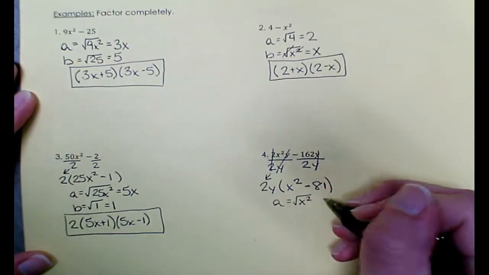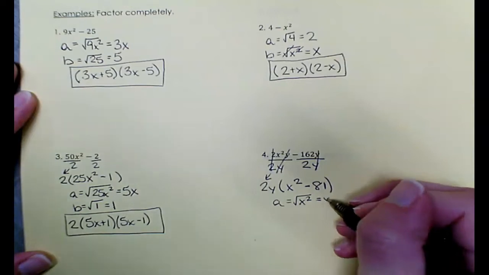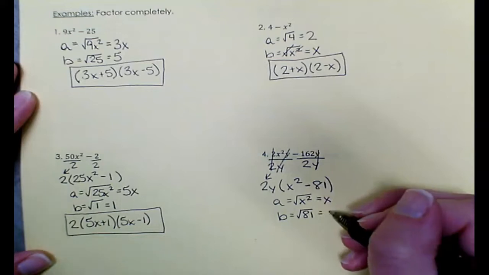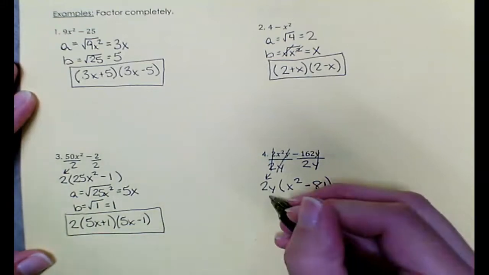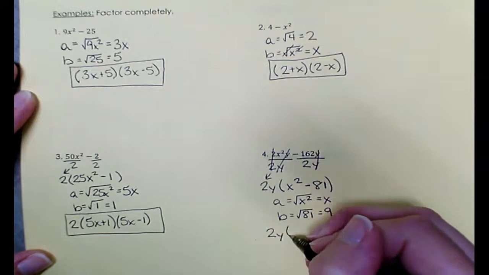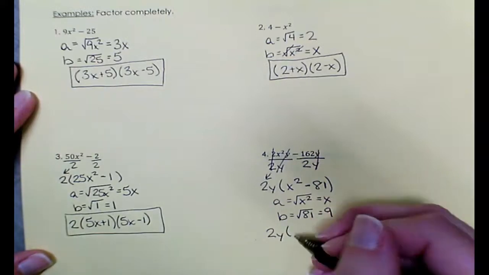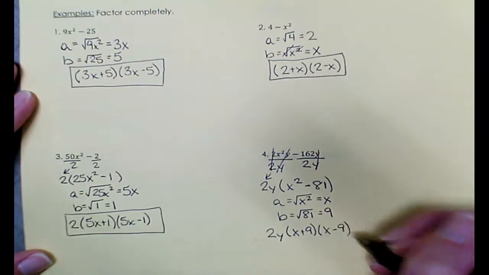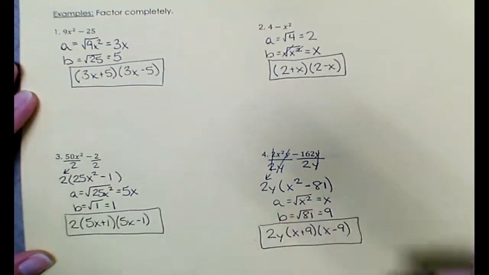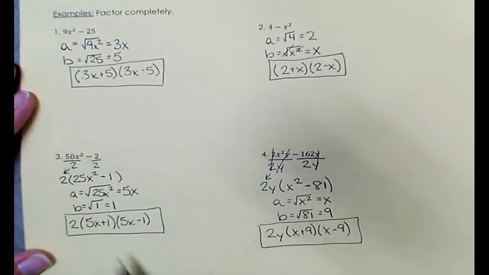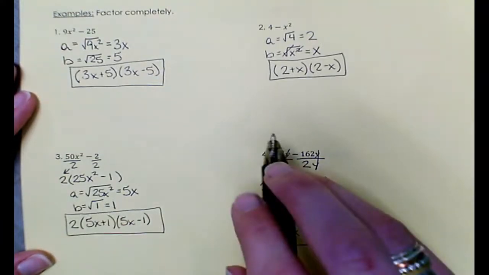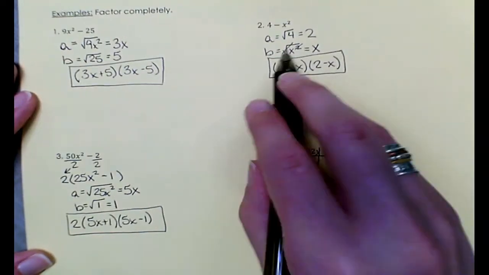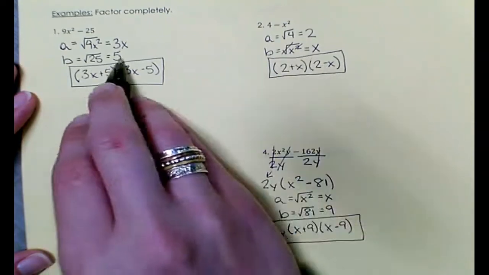What's the square root of x squared? X. What's the square root of 81? 9. So I still have the GCF of 2y, but then I also have x plus 9 and x minus 9. And by the way, we've talked about how the square root of 81 is 9 and the square root of 1 is 1. The square root of 4 is 2. Or I guess here the square root of x squared is x. The square root of 25 is 5.